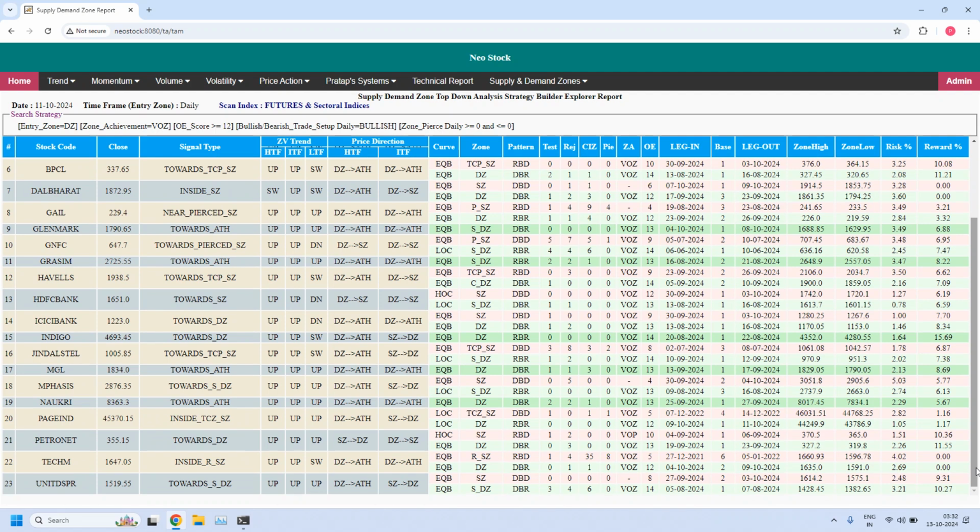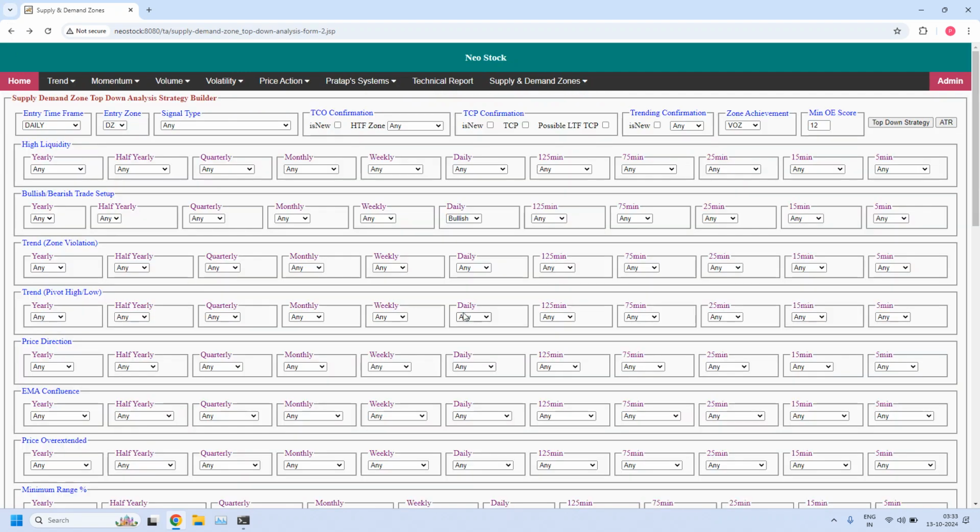Okay, now out of these 23, some of these stocks have even higher probability. Let's find those stocks. So the first filter we are using is ITF confluence. That means the daily zone should be overlapped with the weekly zone. That is what zone confluence is. One time frame higher, the lower time frame zone should have confluence with the higher time frame zone.